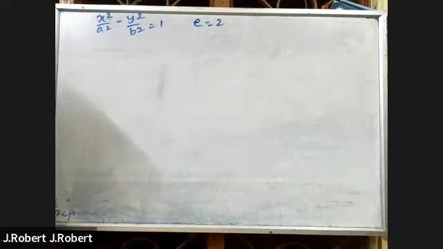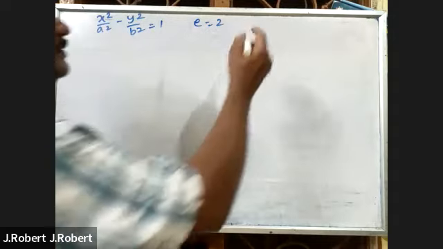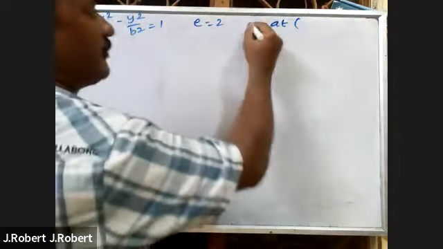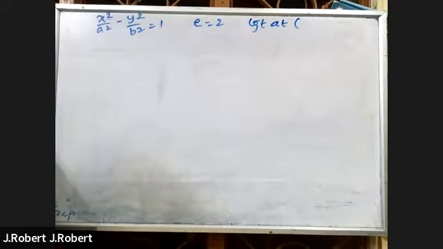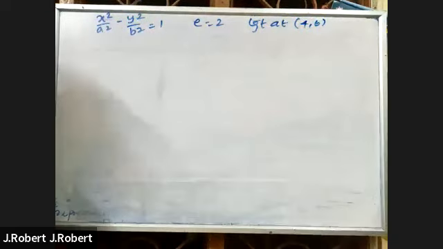Then we have to find the equation of the tangent to the hyperbola. First we find the standard form, and then we find the equation of the tangent. At what point? The point is given: 4 comma 6. The tangent is at the point (4, 6).